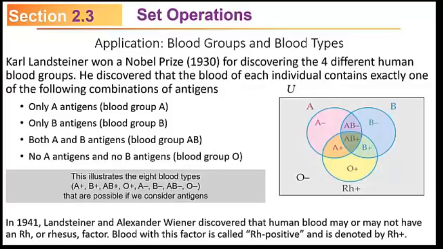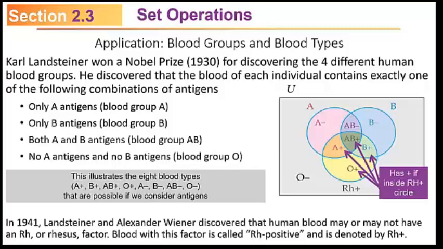This diagram makes it clear that there are 8 different blood types. If you look at the Venn diagram, you can see where all of those lie, and we're going to go into more detail with that in a moment. The point is, this Venn diagram illustrates the 8 blood types considering the A antigens, the B antigens, and the Rh factor. It breaks it up into 8 blood types.